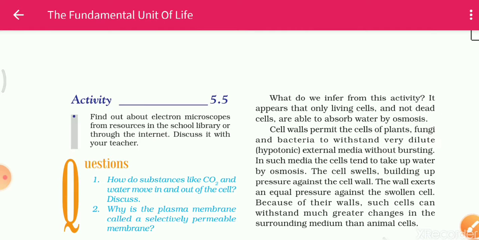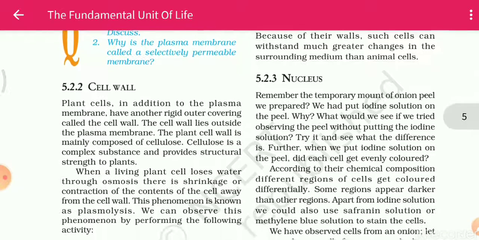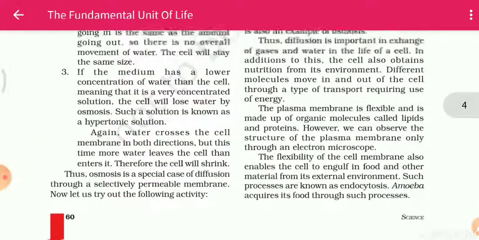Now, activity 5.5 says to find out about the electron microscope from the resources in the school library or through the internet and discuss it with your teacher. You can see the structure of the electron microscope with the help of the net, and you can easily find it on Google also. Now here some questions are given. You can try these questions, and I will explain the next topic, the cell wall, in my next video. Till then you can understand all this.